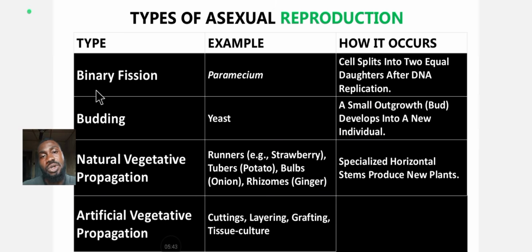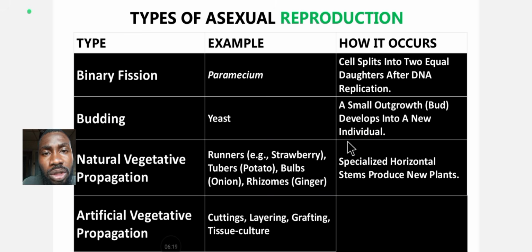The next one is budding. The organism that mostly carries out budding is yeast. You can also find budding in plantain and banana, where their young is just there as an outgrowth. So budding is all about a small outgrowth, a bud, that develops into a new individual.